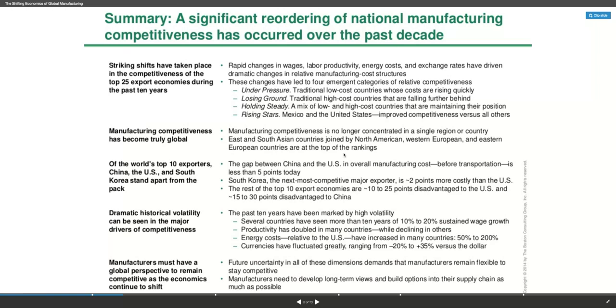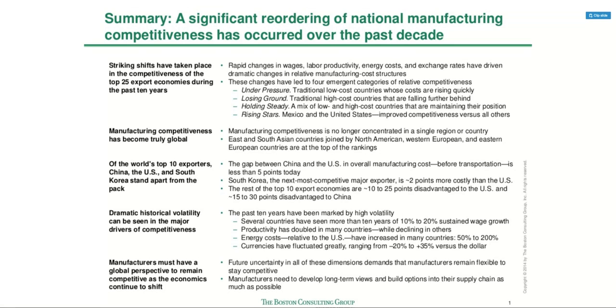So on this slide, there are a lot of words here, so I'm not suggesting this is the best slide ever, but again, you can see from the title, we kind of know what we're supposed to learn from this. So summary: significant reordering of national manufacturing competitiveness has occurred over the past decade. This is a summary of what you're going to read in this whole report. It's an executive summary. That's why there's so many words, because it's really summarizing the whole slide deck. This is really nice to have for people who just want to get the highlights really quick before they dive into it.